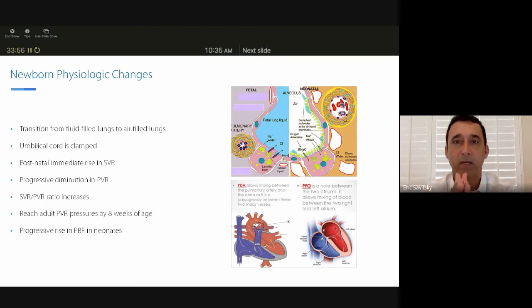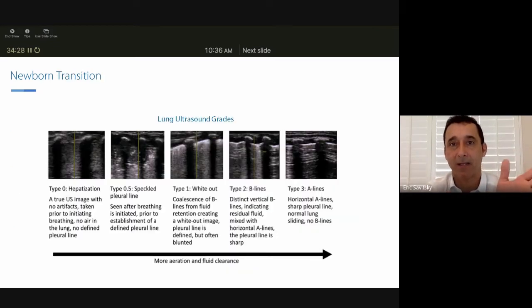And then in the accompanying weeks, in a majority, 66 to 80% of patients, your PFO will close as well. What that functionally does is it starts to force blood flow through the lungs, and as the lungs become aerated, your pulmonary vascular resistance starts to drop, and by about 2 months of age, you get to adult physiology. But this has really profound implications for what normal lungs look like in the postnatal phase when you look at them with ultrasonography.